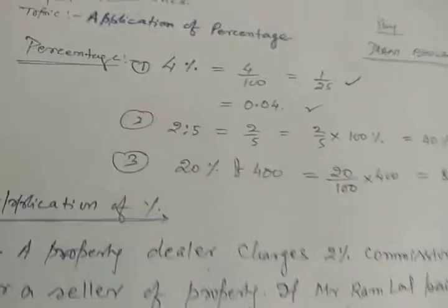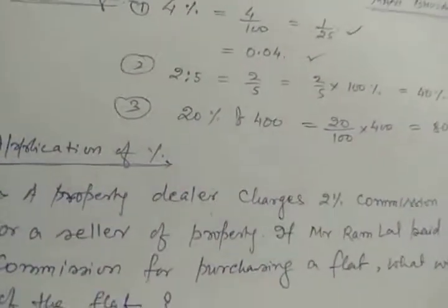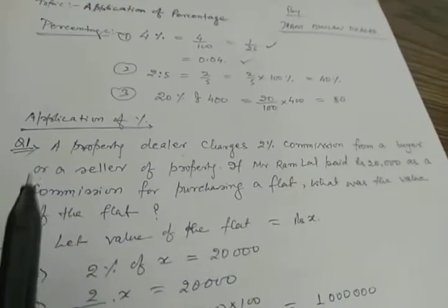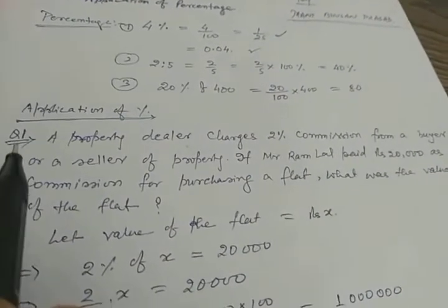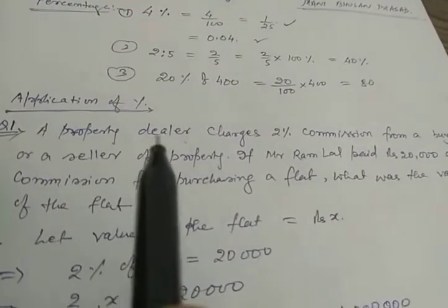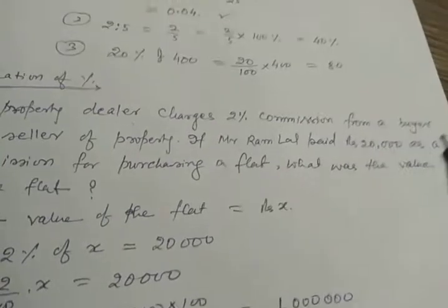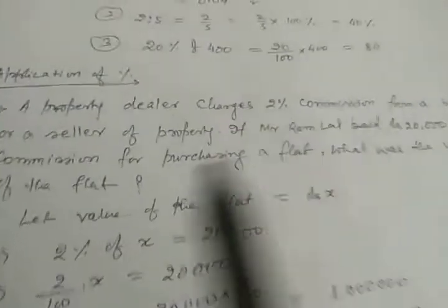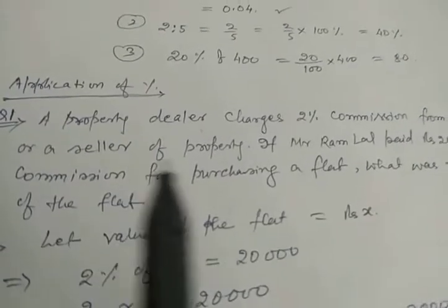Come to the application now. See, I have taken the questions from your book. This is from your worksheet 1. I have taken 5 problems from this worksheet. Just see now. Question 1. The first question is given to you. A property dealer charges 2% commission from a buyer or a seller of property.